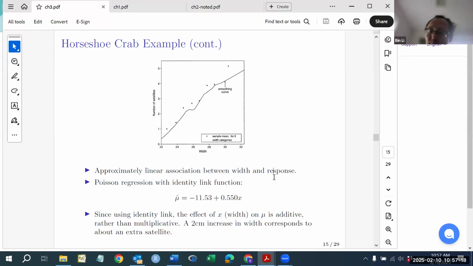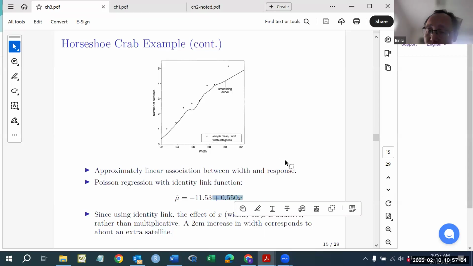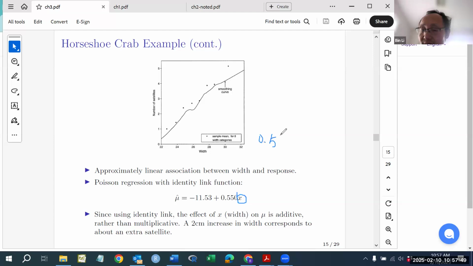Okay, what does that mean? How do we interpret the slope? You can see by 1 unit increase of x, in other words, if the carapace width is increased by 1 centimeter, okay, the expected number of satellites will what? Will increase by 0.55. Is that right? Or we can interpret in a better way: not 1 unit increase, but 2 centimeters.